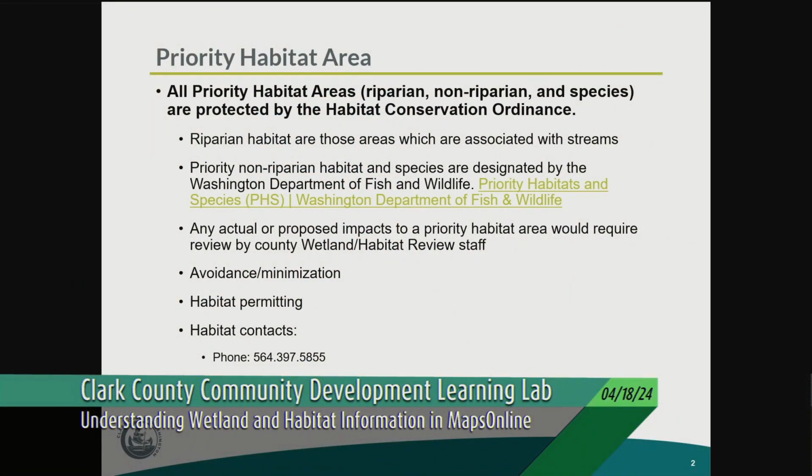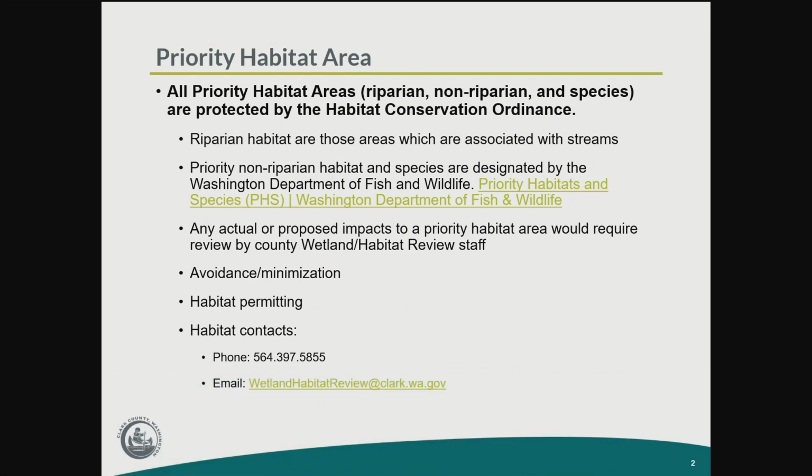Real quick, let's start with what our wetland habitat group actually regulates. First off is going to be priority habitat areas. All of your priority habitat areas are going to be protected per our habitat conservation ordinance, and these areas should be maintained in a natural state. Riparian habitat are those areas which are associated with streams.